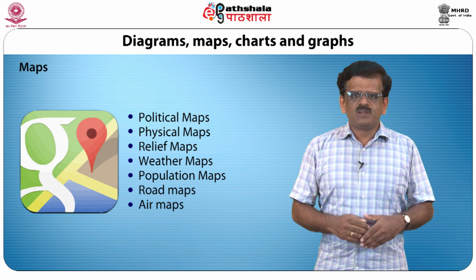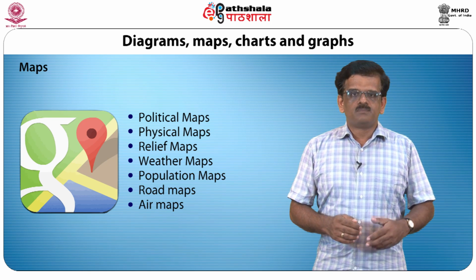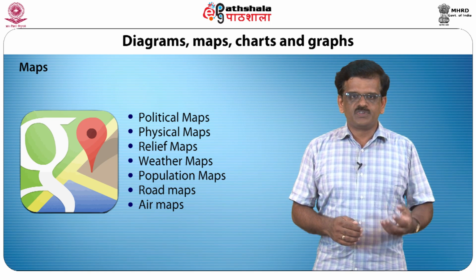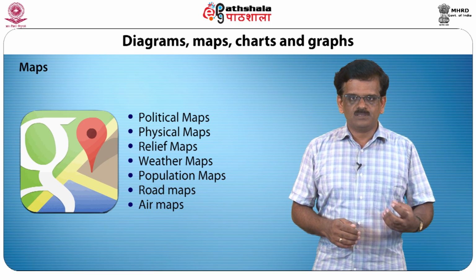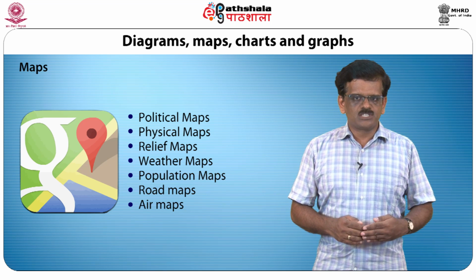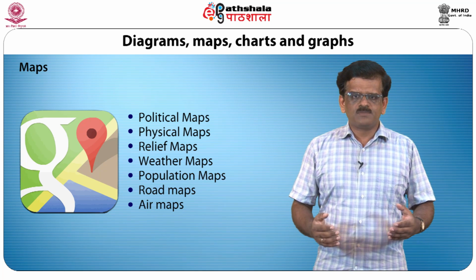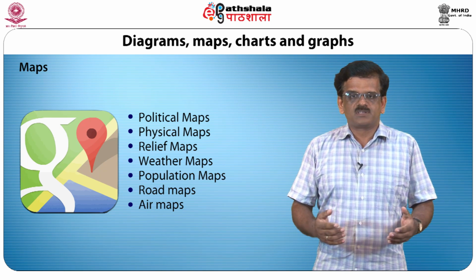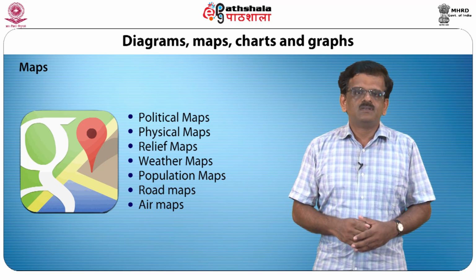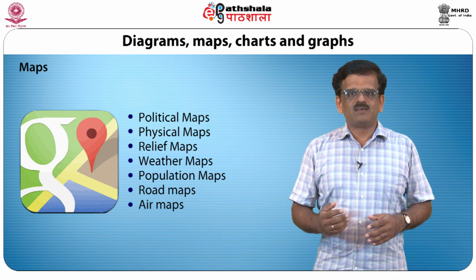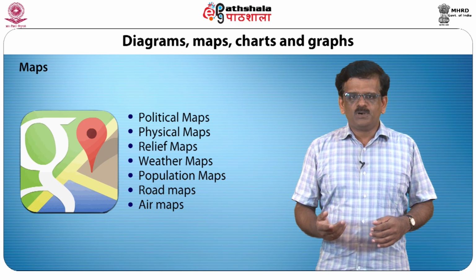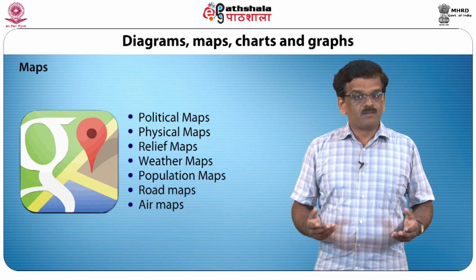Maps. Maps are informative diagrams which represent the proportionality of the surface of a region, country and the world. The maps convey the message by lines, symbols, words and colors. The various types of maps which we come across in our life are political map, physical map, relief map, weather map, population map, road map and air maps.